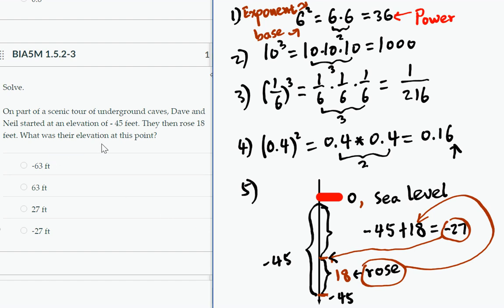What was their elevation at this point? They started from here, they go 18 feet up. So the way you do is use 45, subtract 18. You get 27. And the sign here depends on the sign of the big number. When you do the addition with two different numbers, when the signs are different.